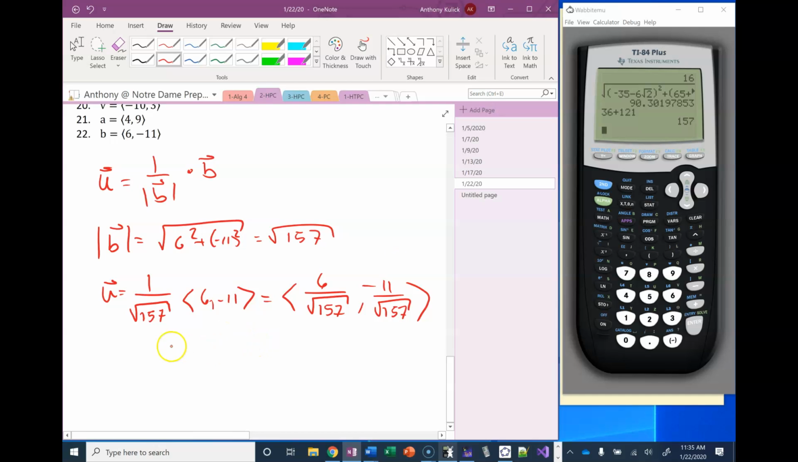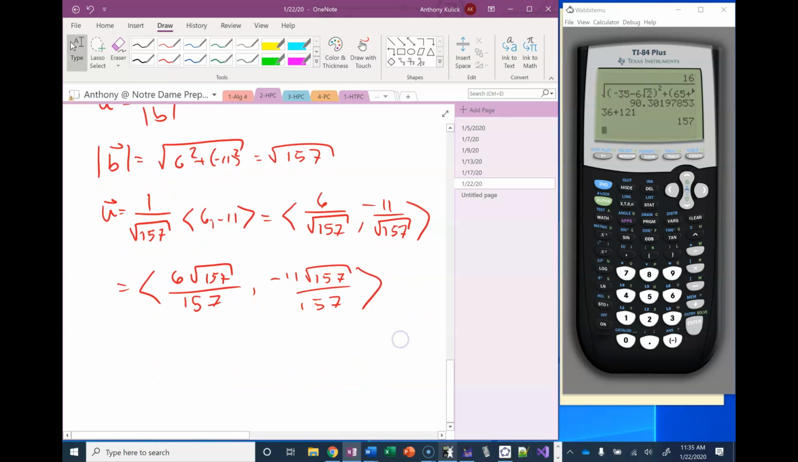And then we rationalize that denominator. So that's 6 root 157 over 157, and negative 11 root 157 over 157. And I don't think either one of those reduce. Let's check real quick. So 6 over 157? Nope. And 11 over 157? Nope. So that's my component form.